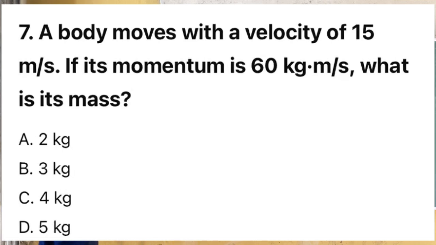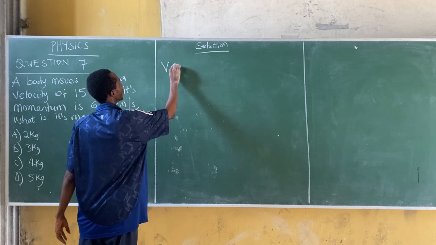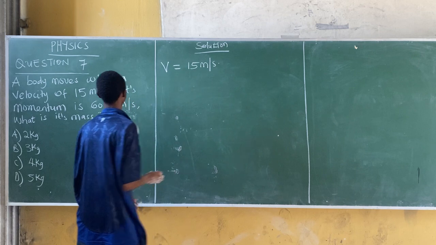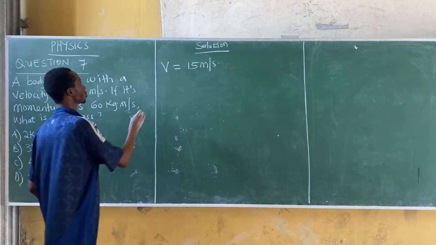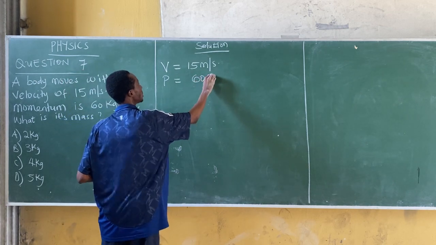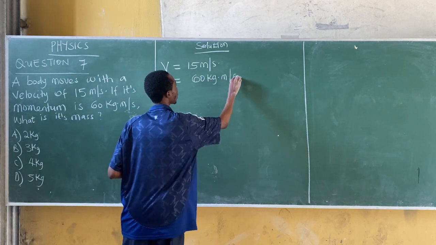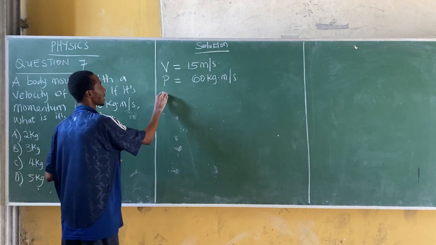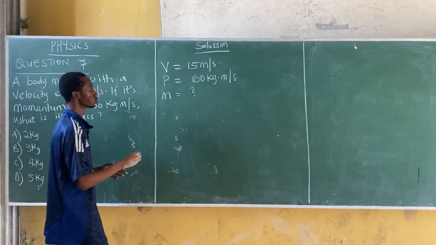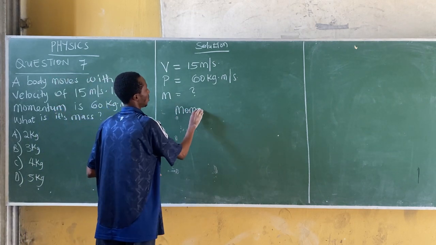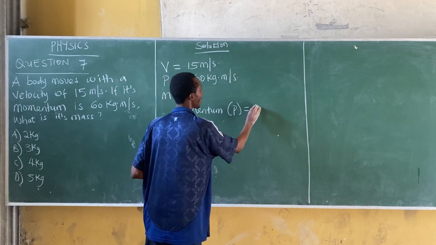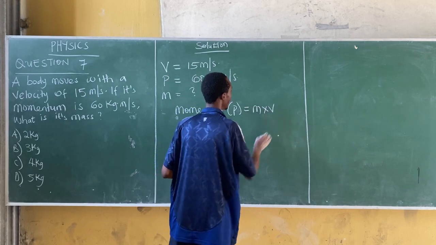From the question, we were given velocity V to be 15 meters per second. They also gave us momentum as 60 kilogram meter per second. They ask, what is the mass? We don't know the mass. From the formula for momentum, momentum is equal to mass times velocity.